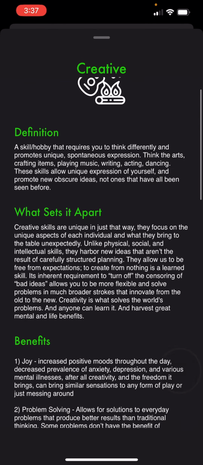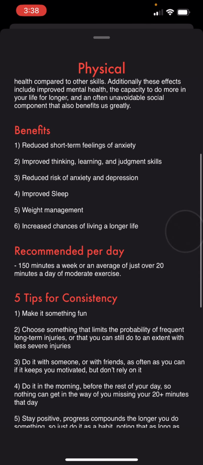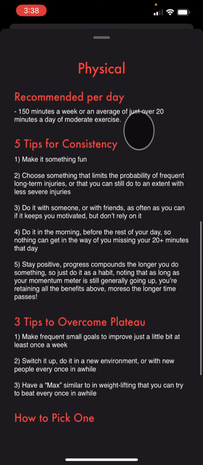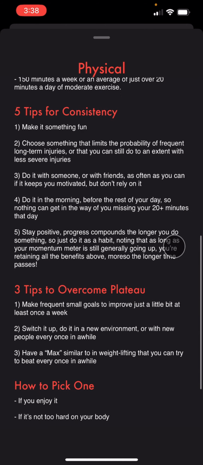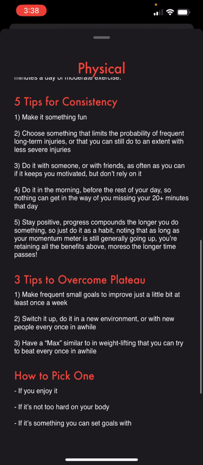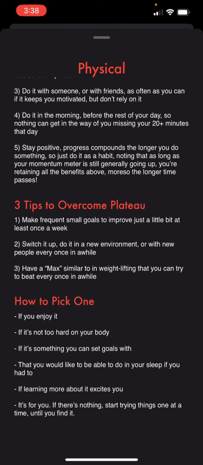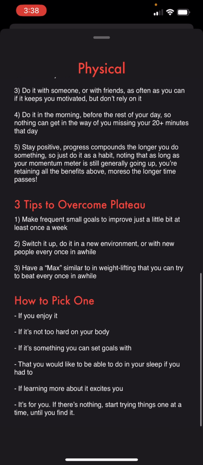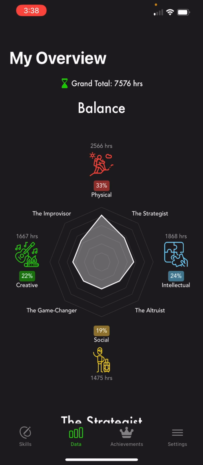It basically just tells you a definition, what sets it apart from the other categories, benefits, which is pretty cool to read and to see how working on a skill in this category will actually benefit your life. Recommended per day based on various studies. So that'll give you a cool little benchmark if you want to meet that. Tips for consistency, basically to not give up. Tips to overcome plateau, which honestly is a pretty big thing for any skill where you get to a point and then you feel like you're not getting any better, even though you're putting more hours in, and then how to pick one. Obviously, covered that a little bit in the last video, but cool little feature.